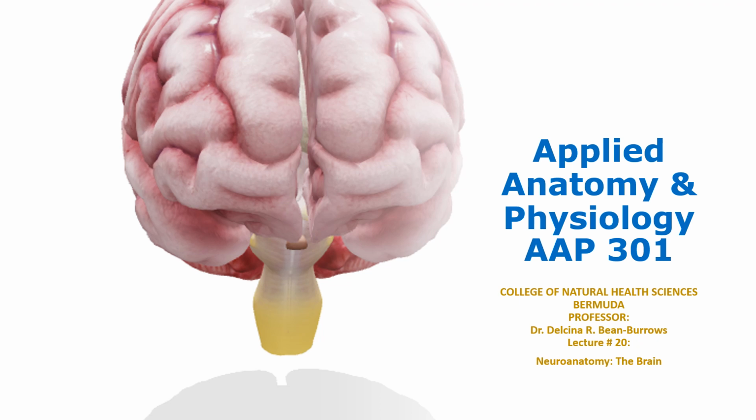This is Applied Anatomy and Physiology, AAP 301 or 302. This is the College of Natural Health Sciences, Bermuda, and my name is Dr. Dalcina Bean Burrows, where today we will be looking at neuroanatomy for lecture number 20.